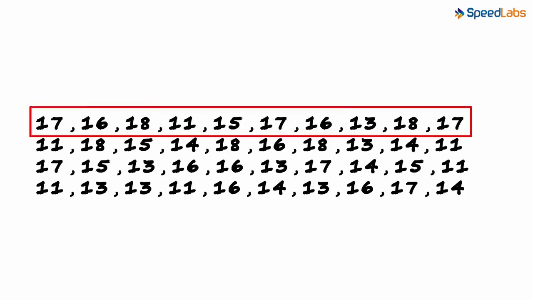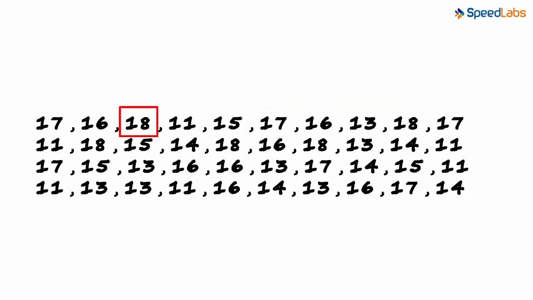What about the highest? In the first row, it's 18. And there's no other number greater than 18 in this set. The scores are between 11 and 18, both of them included. And some of the scores may have occurred more than once. There are different ways to organize the data.